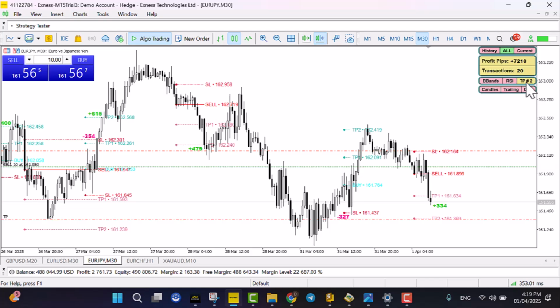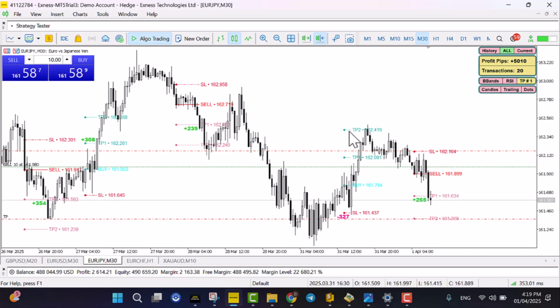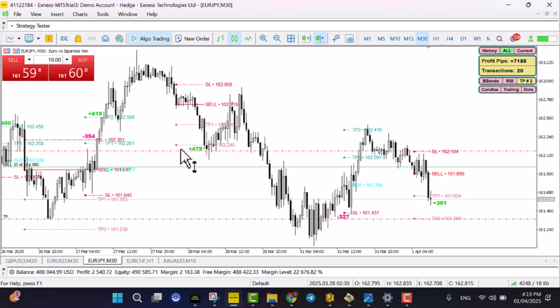Here you have the TP1 and TP2 buttons, and this gives you the ability to customize your strategy. Depending on whether you are only using TP1, the strategy is going to be a 1-to-1 risk to reward ratio, which means that you close your trades at TP1 only. So if the price hits TP1, then you close the trade and take the profit. Or TP2, which means that you are going to wait for TP2 to hit, and that means that you are at a 1-to-2 risk to reward ratio.